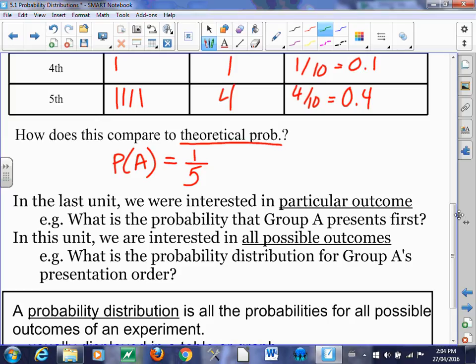Okay, in the last unit we were interested in a particular outcome. For example, what's the probability of winning the grand prize? So in this example, what's the probability that group A presents first? Okay, all right, in this unit we were interested in all possible outcomes. So we're doing what's called a probability distribution, which shows all possible outcomes.